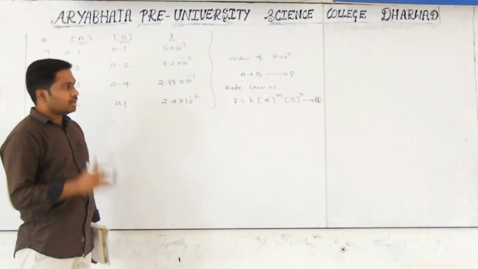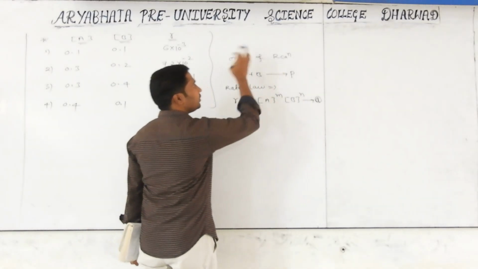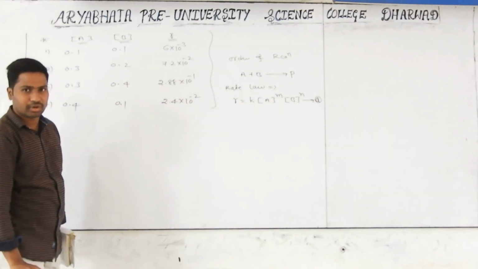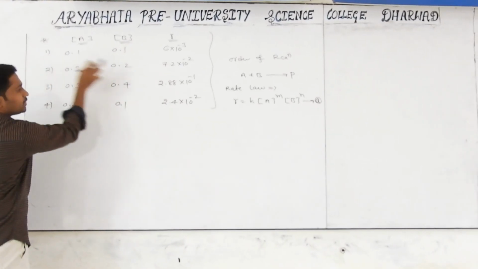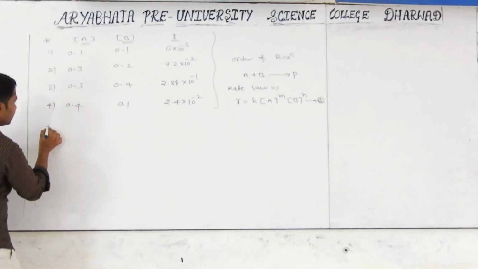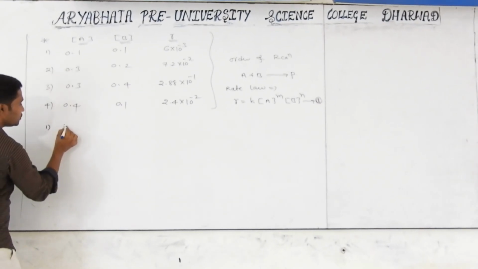Now our target is what? What are the m value and n value, and together we call them the order of reaction. Did you get it? Okay. After that, very simple. Substitute the first information in the A equation, the experimental data of the first one. Substitute in A.